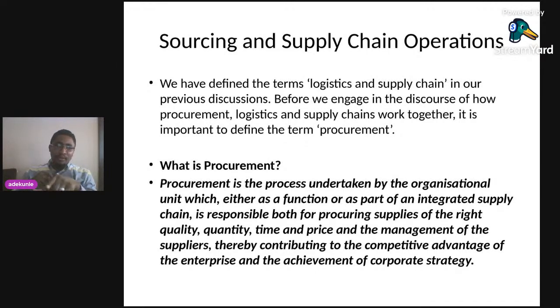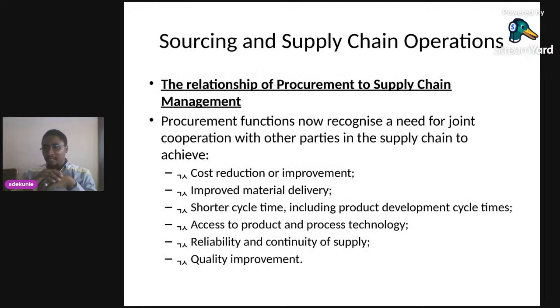Of course, there's a difference between procurement and sourcing. Sourcing is actually a process where you identify, select, and develop your supplier. It's different from procurement. So procurement is one key activity that takes place within the supply chain operation. In understanding procurement, there's a relationship between procurement and supply chain management. And what are the relationships that exist between them?